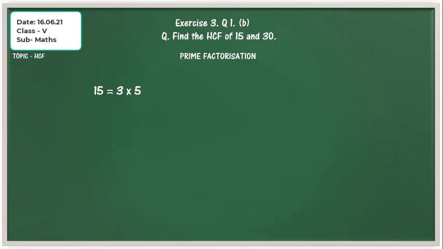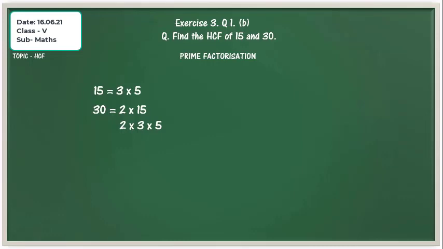Now let's try to find out the factors of 30. So 30 is an even number. So 2 into 15 is equal to 30. Here we can split 15 again. So 2 into 3 into 5 is equal to 30. Now we cannot split any number anymore. Therefore, the factors of 30 are 2 into 3 into 5, and factors of 15 are 3 into 5.